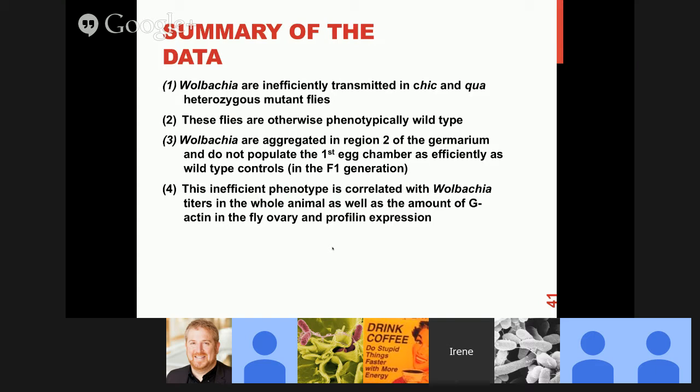So in summary, for the first part of my talk, Wolbachia are inefficiently transmitted in the chickadee and quail heterozygous mutant flies. The flies are otherwise phenotypically wild type, and these are recessive alleles, so they have no other phenotype besides this Wolbachia-specific transmission defect. Wolbachia that are present in these mutants aggregate in region 2 of the germarium, and they don't populate the first egg chamber as efficiently as our wild-type controls. So in this first generation, they show a maternal transmission defect. And this inefficient phenotype is correlated with Wolbachia titers in the whole animal, the amount of G-actin in the ovary, and profilin expression.